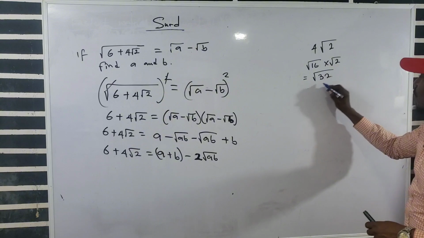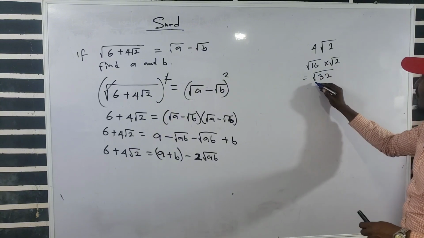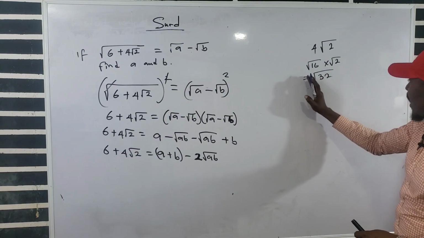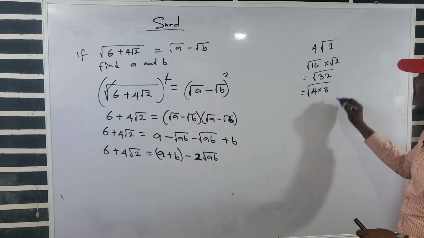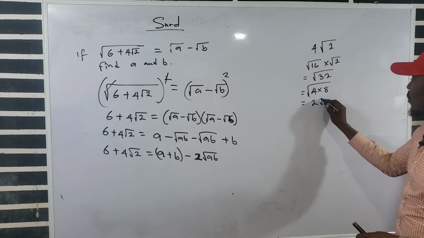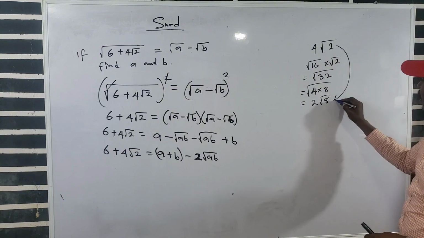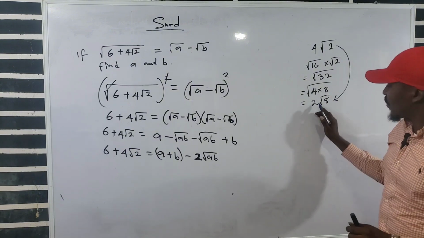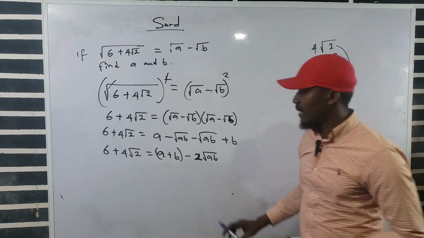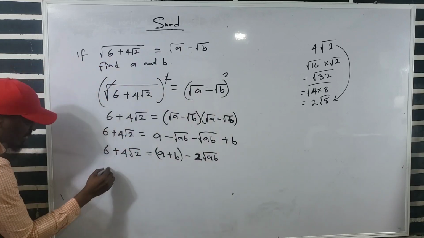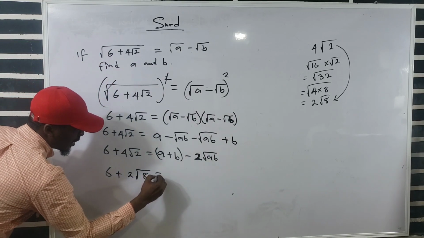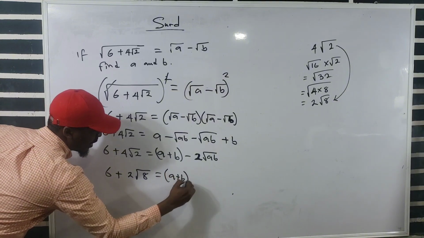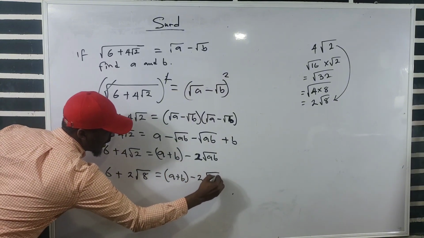Now, this root 32, we can solve in a way that I will have only 4 outside here. That will give us root 4 times 8, which will give us 2 root 8. So these two here, they are the same. And remember, I'm doing this because I want 2 to be outside there. So that will give us 6 plus 2 root 8 equals to a plus b minus 2 root ab.